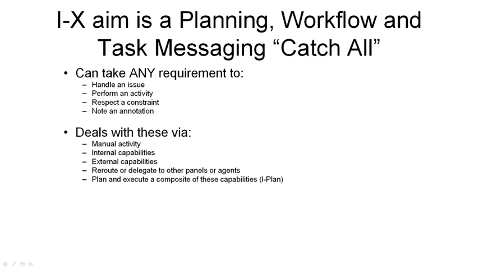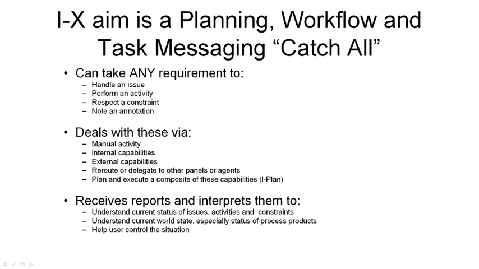Then it can deal with these via manual activity, so you can basically just tick items off, for instance, on a checklist. That's a perfectly good way of representing the fact that you've performed an activity in some systems. But also via inbuilt internal capabilities in the system, via external capabilities you know about, or by rerouting or delegating to other panels and agents, which is where communication and collaboration and the models of those other agents comes in. Or we can plan and execute a composite of these capabilities, and you can use the planner inside the system itself to plan that kind of workflow.